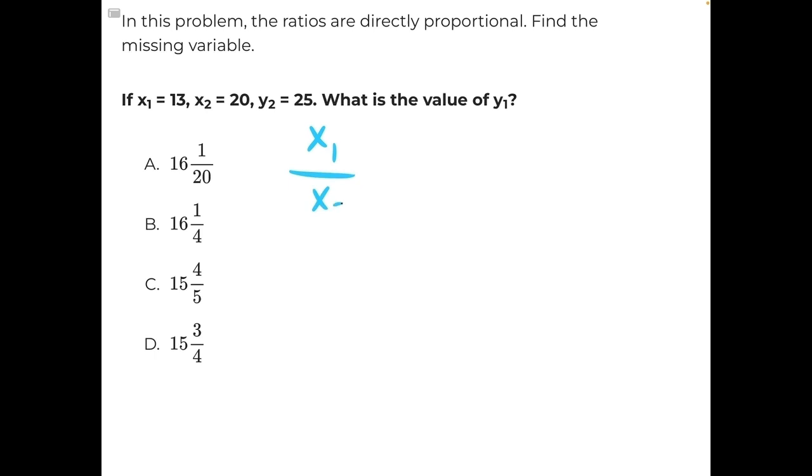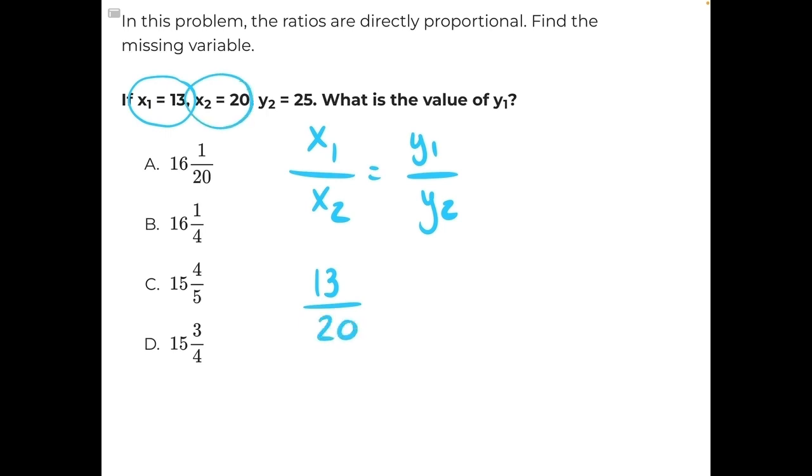x1 is to x2 as y1 is to y2. You could also set it up like this, x1 to y1 and x2 to y2, but for the sake of this video, I'm going to use the most common format. So now let's plug in the values that they gave us. For x1, we have 13. For x2, we have 20. And for y2, we have 25. We're looking for y1, so we can leave that as just y.